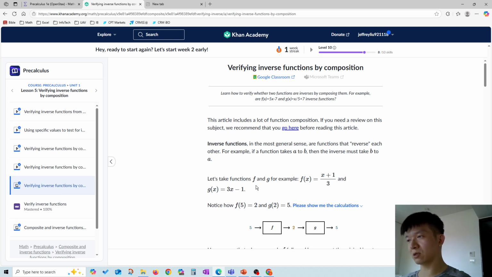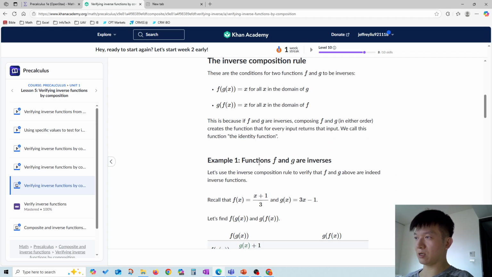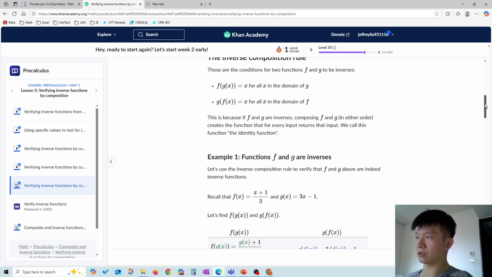So you put the g of x inside of the f of x. It doesn't matter which is g or f, it doesn't matter the acronym. It's just that you put one into the other one, and then the other one into the original one. So this crossover, and then you'll find whether they are inverses or not.